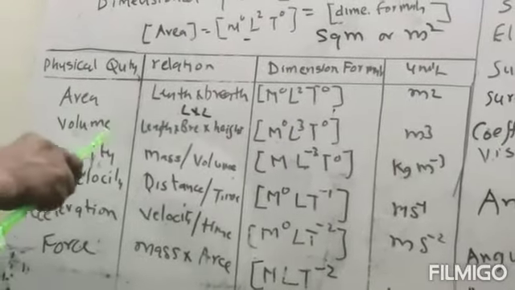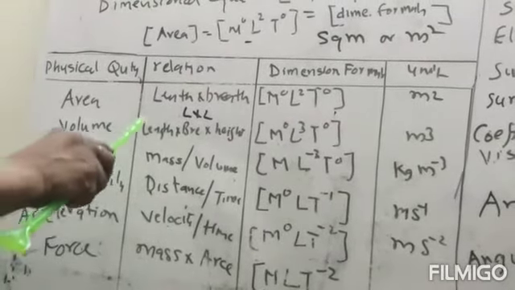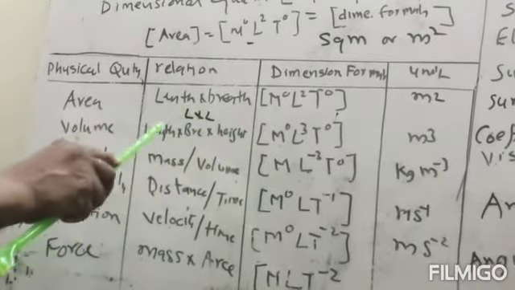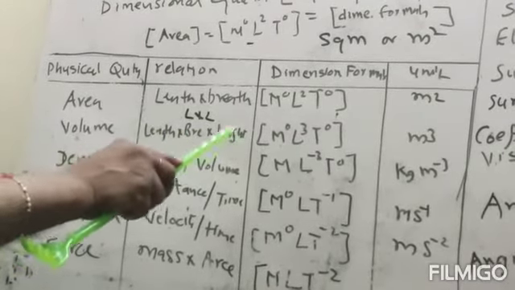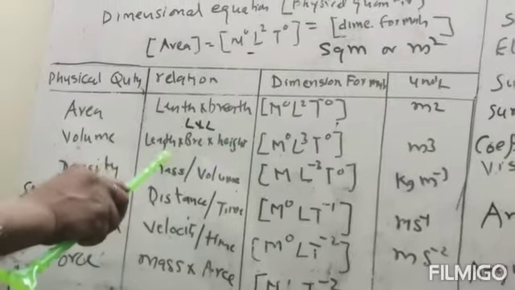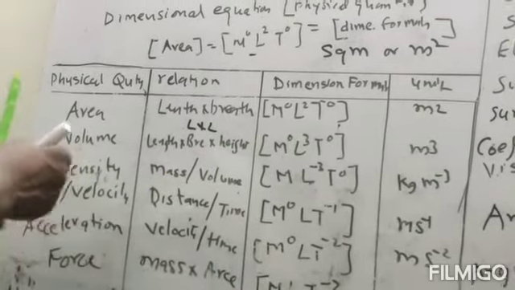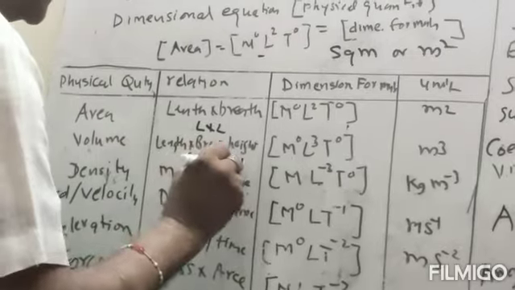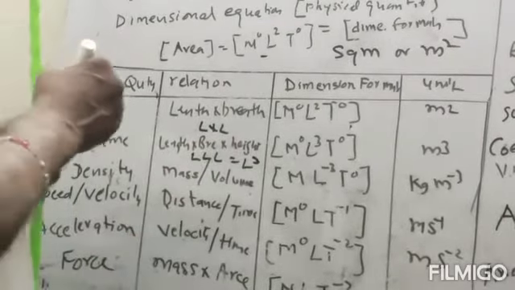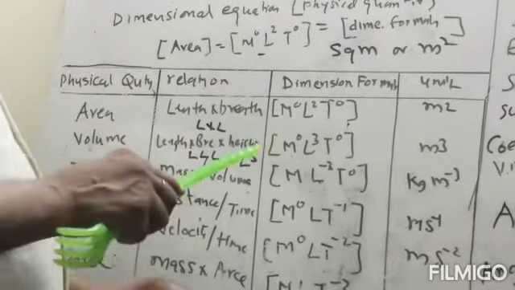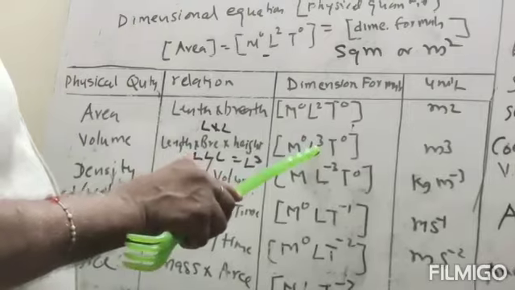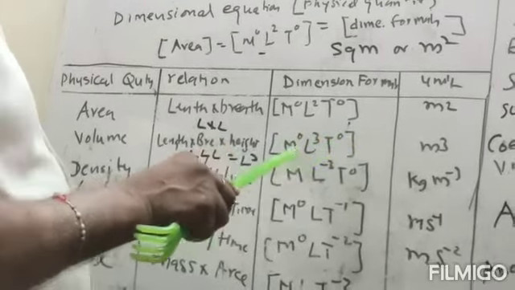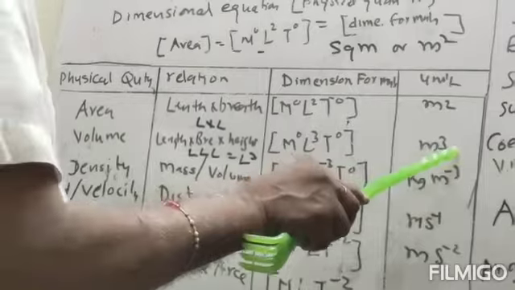If we take the second quantity, volume. Volume is equal to length multiplied by breadth multiplied by height. Length, breadth, height, these are all measurements of length. So L into L into L, this will be L cube. So its dimension will be M0 L cube T0. So the unit will be meter cube.